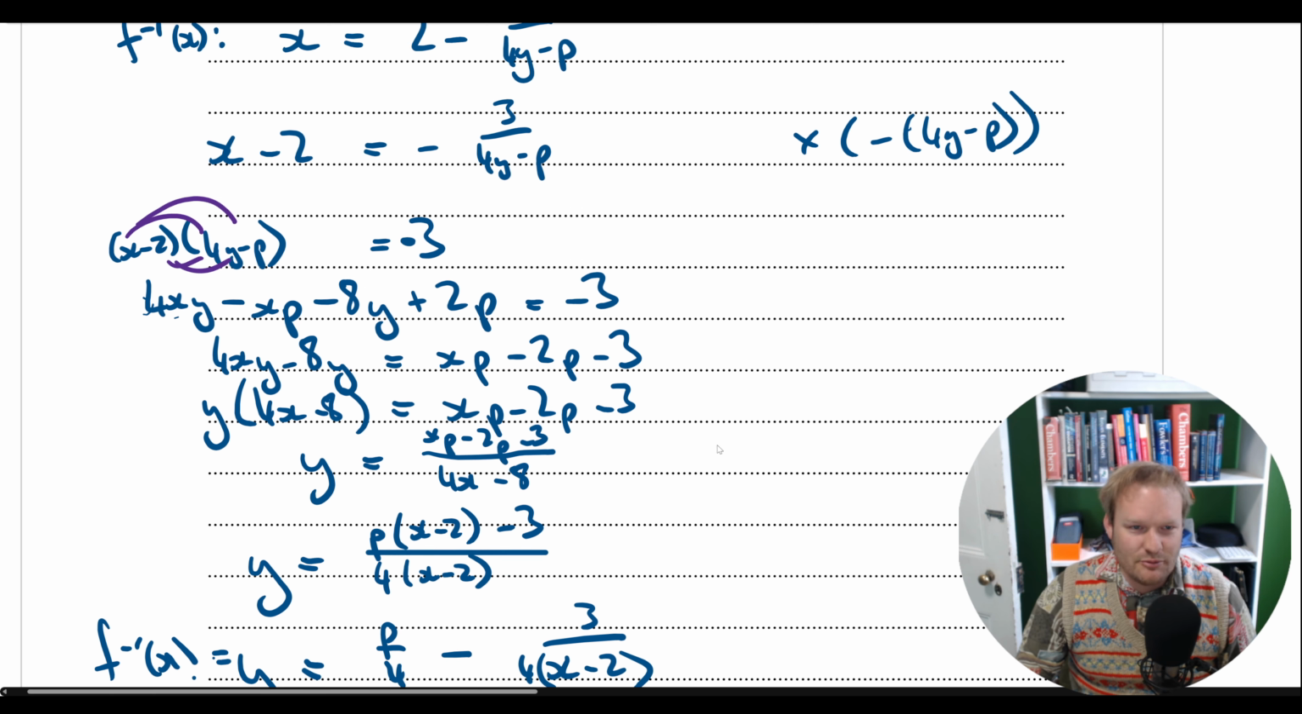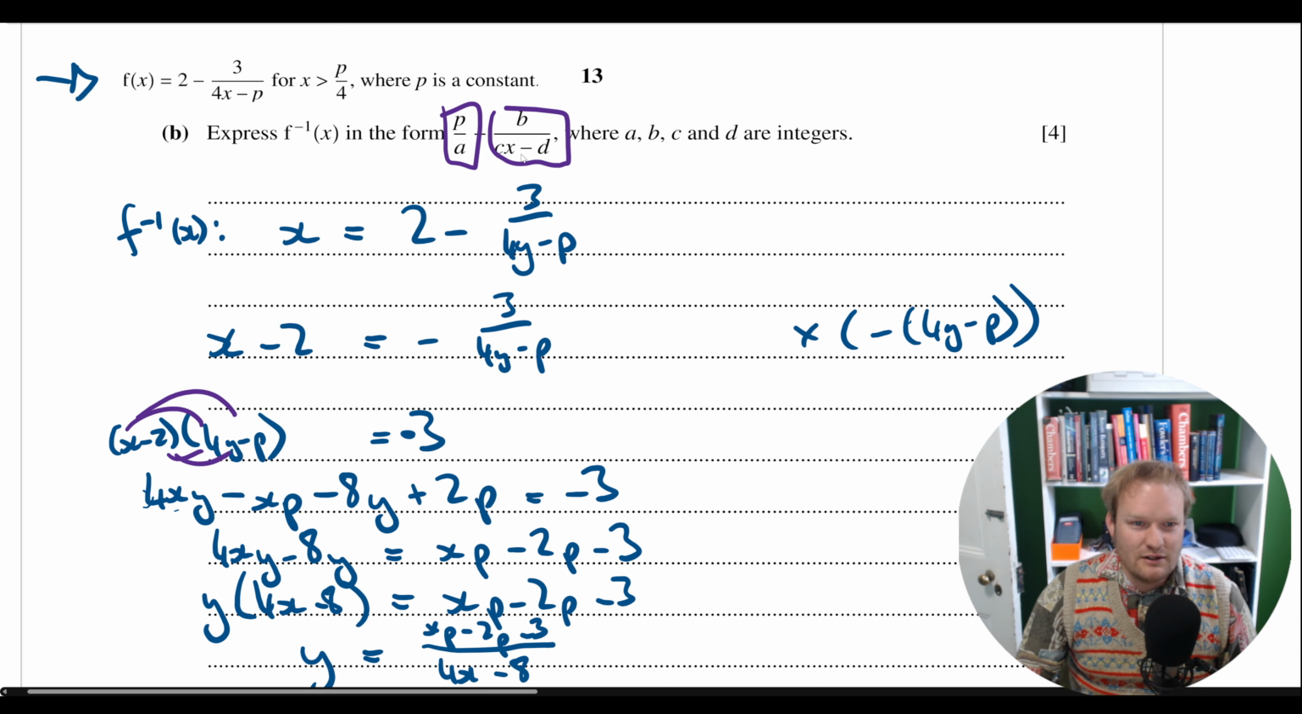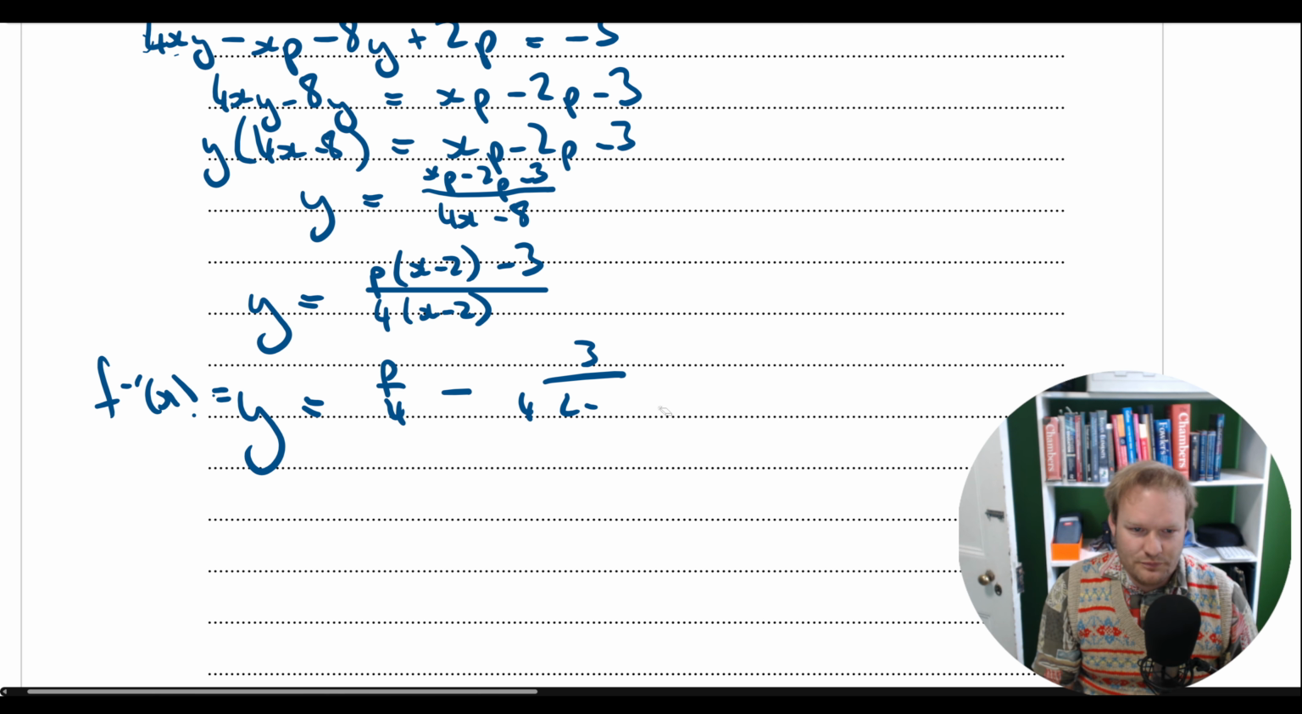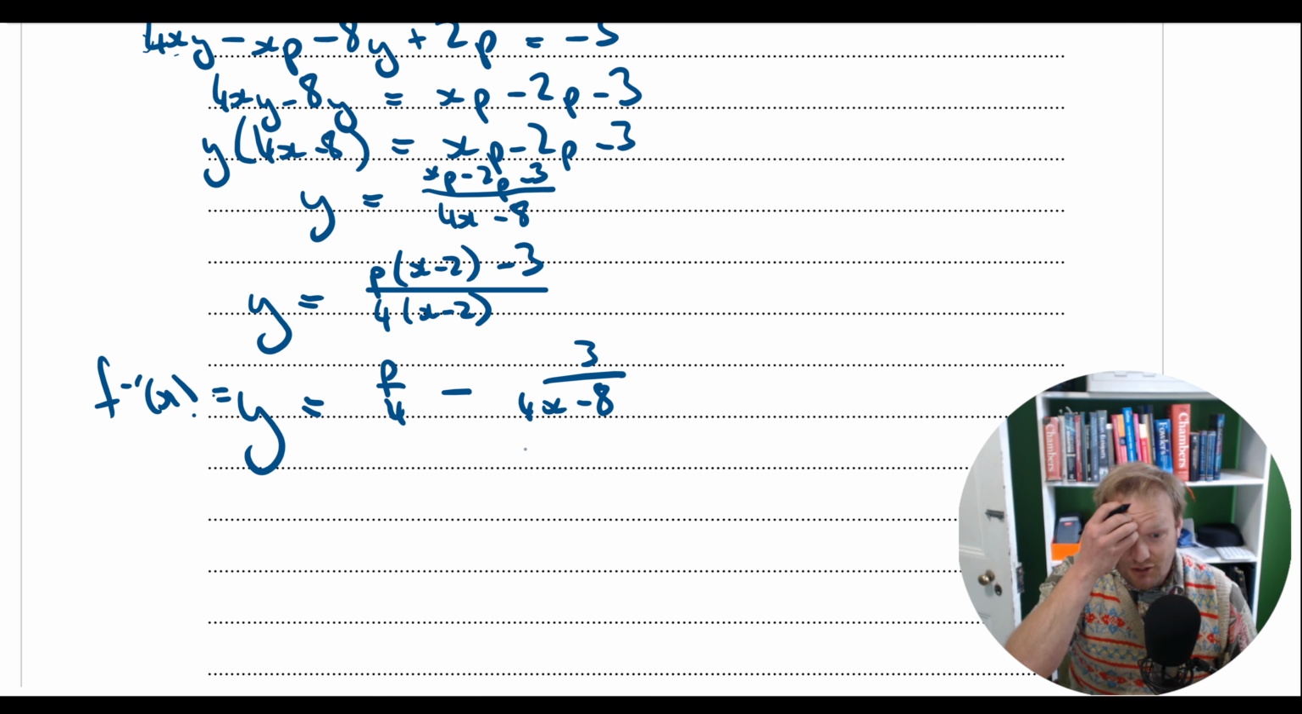Now, it did say that we must have it in this particular form, cx minus d, in which case we should multiply the 4 in, 4x minus 8, just so it's in the form that they wanted. Okay, hopefully that was helpful, perhaps a bit long-winded, but we'll get there, right?